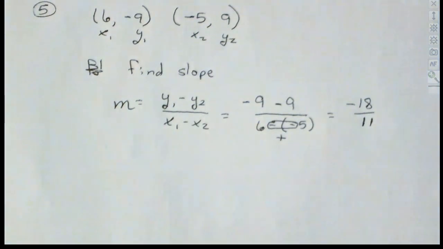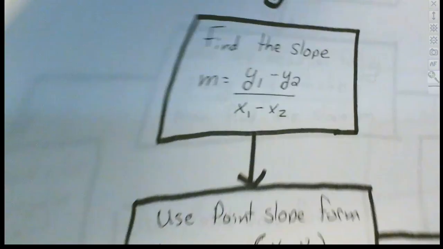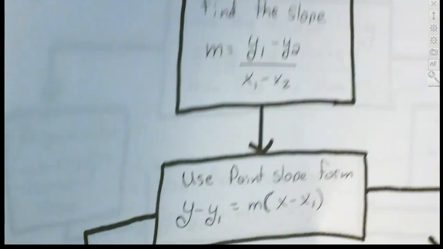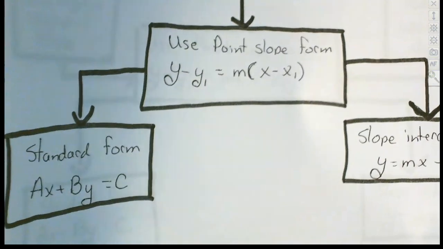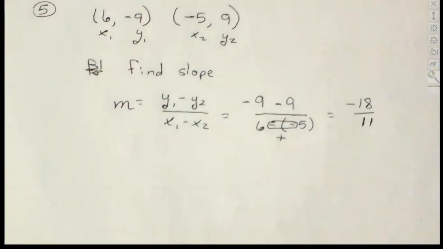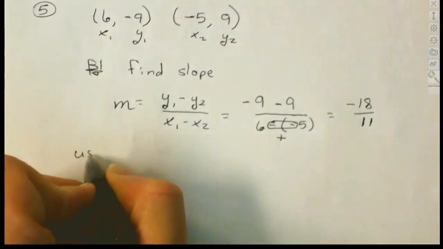Now, once we have that, what do we do next? Okay, we just found our slope. Now we use our point slope formula. So now we use point slope.